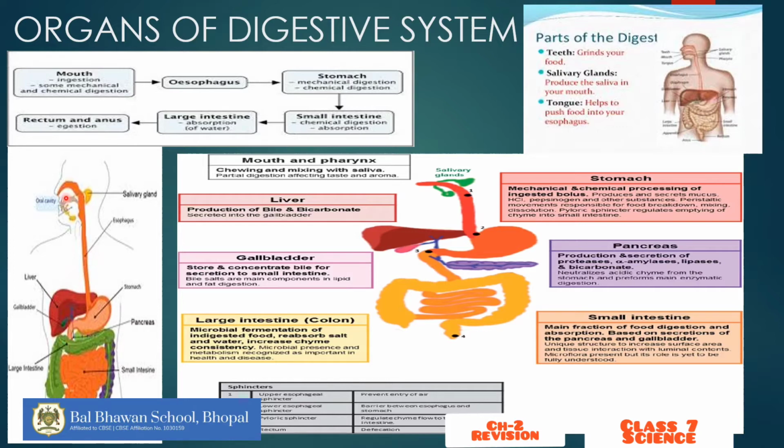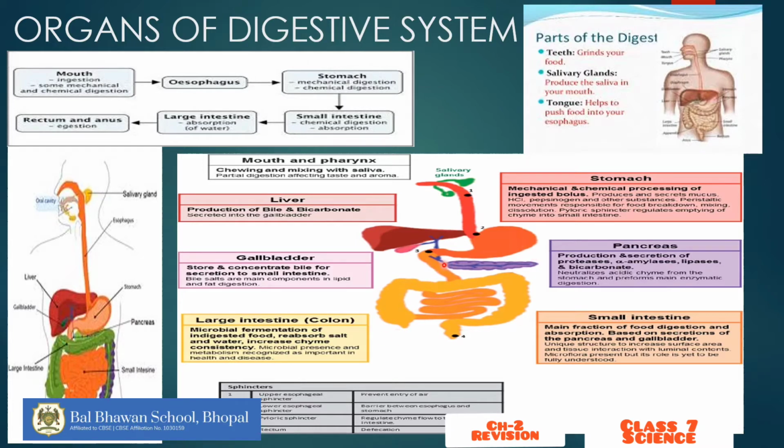It pushes the food from the mouth to the stomach by the action of peristalsis, that is the movement of the walls of the esophagus. Coming to the next organ, which is the stomach, it is where the food undergoes digestion. Two types of digestion take place, mechanical and chemical digestion.